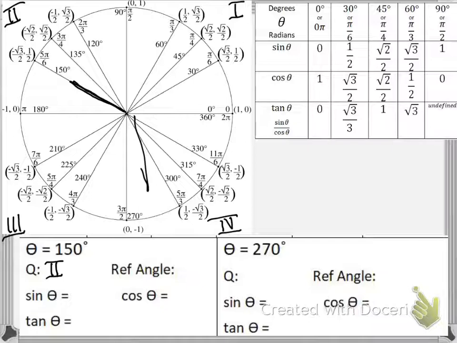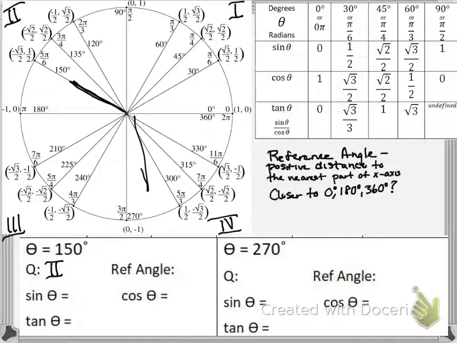When you're trying to do the reference angle, you want to say a reference angle is the positive distance to the nearest part of the x-axis. So think about, is it closer to 0, 180, or 360? I think that 150 is closer to 180, so I'm going to think 180 minus 150. If you get an angle that's between 0 and 90, you've got your reference angle. 30-degree reference angle. Now that I know it's a 30-degree reference angle, I know that I'm going to look at those things in that 30-degree column there.